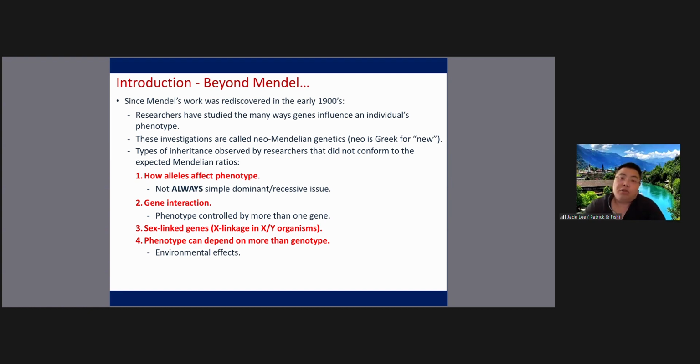Okay, and also the sex-linked genes, like X linkage, X and Y organisms, and also the phenotype that can depend on more than genotype, which is because of environmental effects. Not only the genotype will affect the phenotype, but the environment will also come in to control the effect on the phenotype.